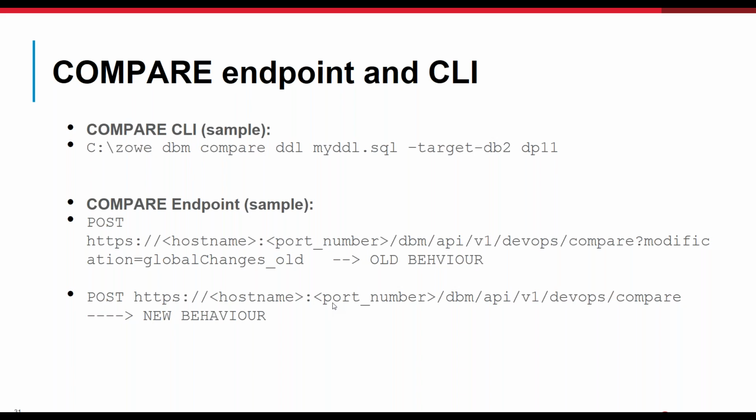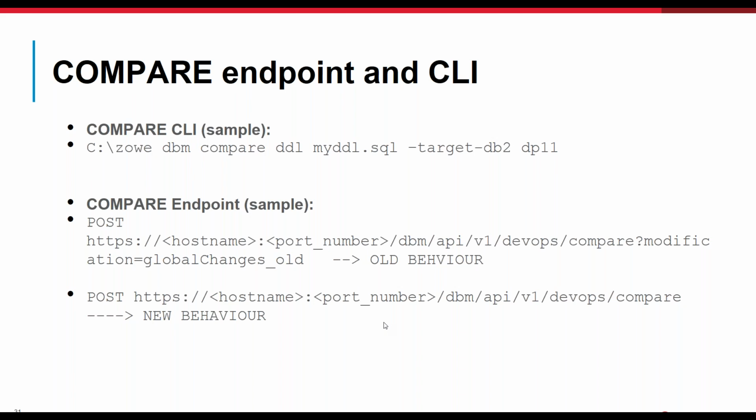Yeah, so I'm just going to make the POST request for the endpoint, and in the new behavior, I also gave you the same screenshot as well, both of those two things. And one point to be noted over here is the modification parameter, which is the last parameter in the first POST sample screenshot of the compare endpoint. The modification is equal to GLOBAL_CHANGES_OLD.